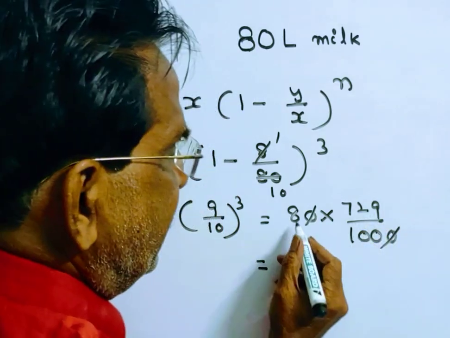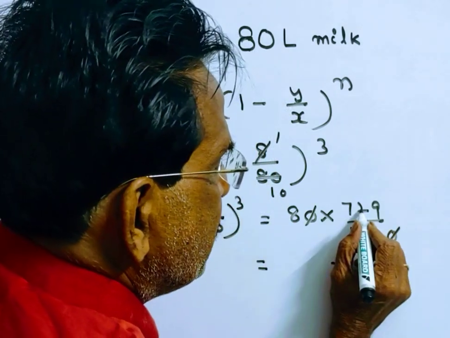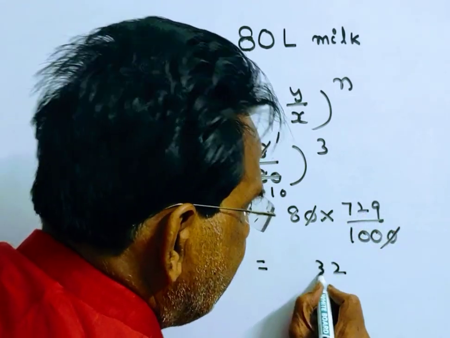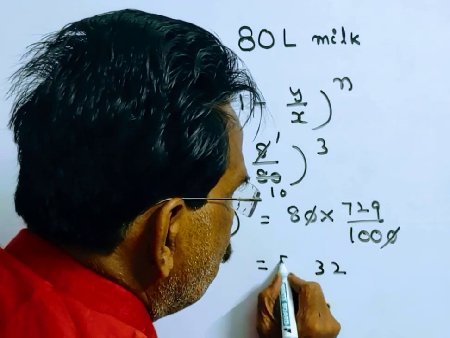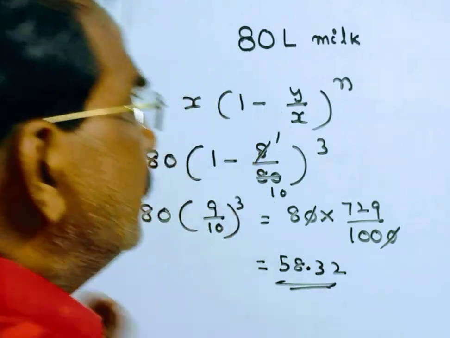Friends, 8 9s are 72, 8 2s are 16 plus 7 is 23, 8 7s are 56 plus 2 is 58, by 100. So 58.32 liters, friends.